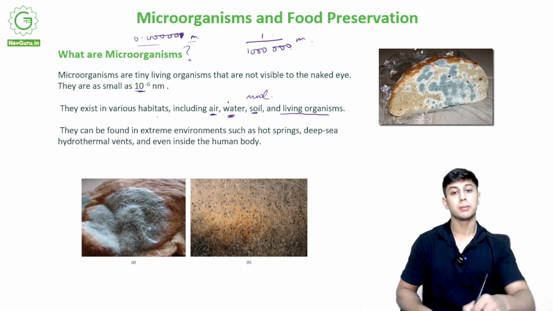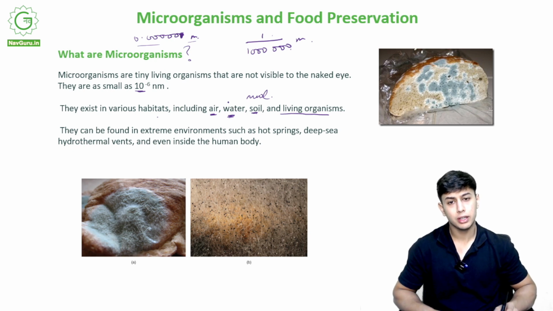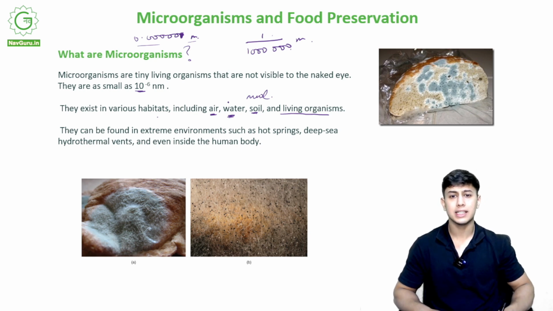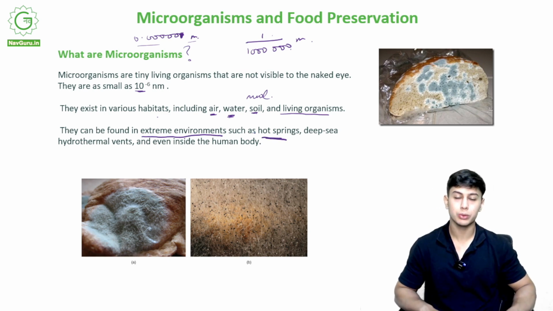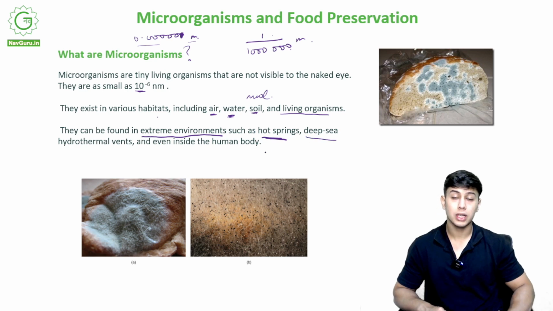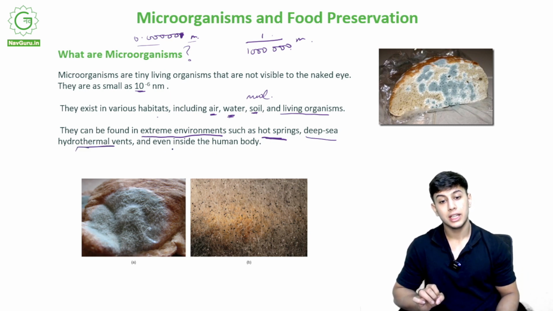Like in the polar ice caps, in very cold conditions, microorganisms are still there. In dusty areas, in deserts, microorganisms are still there. In rainy areas, in most places, microorganisms will be present. So air, water, soil, and inside living organisms. They can be found in extreme environments such as hot springs. Imagine a hot spring, very hot, where we don't want to go. Microorganisms will be present. In the deep sea, we can find microorganisms very deep inside the sea as well. Hydrothermal vents, even inside the human body.